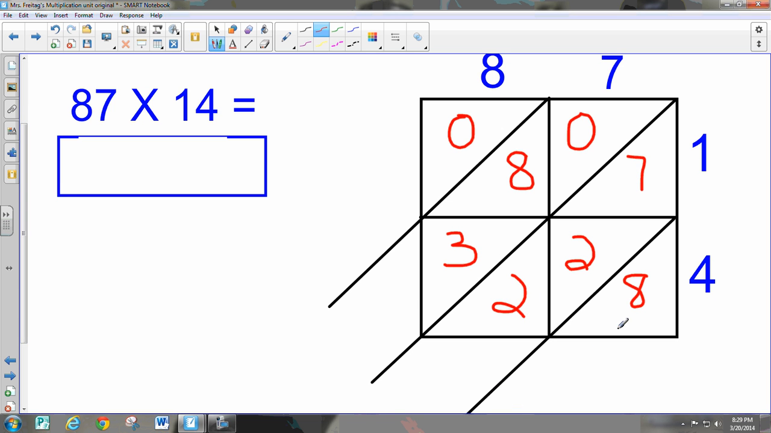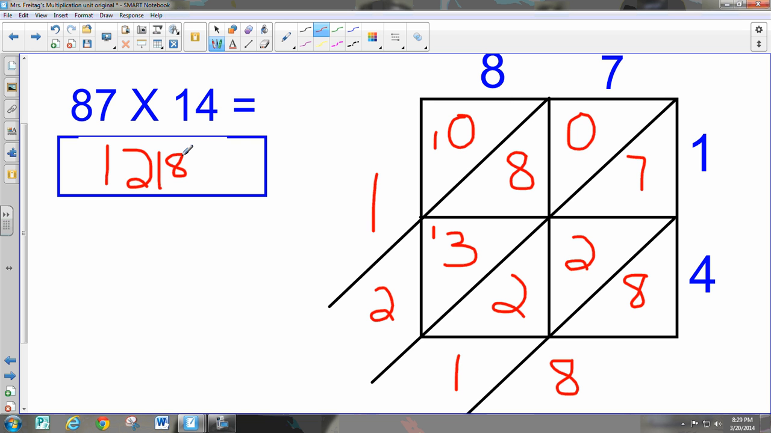When we add on our diagonal, all we have here is 8. Here, 7 plus 2 plus 2 is 11. So we need to carry a 1. So now I have 8 plus 4 is 12. So I need to carry another 1. And I get 1 here. So the answer is 1,218.